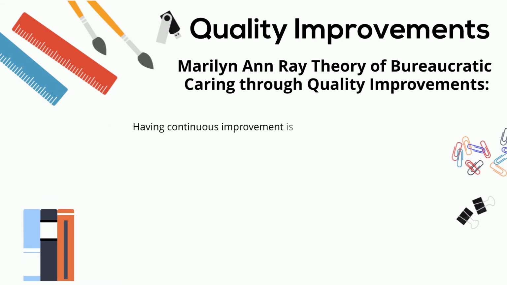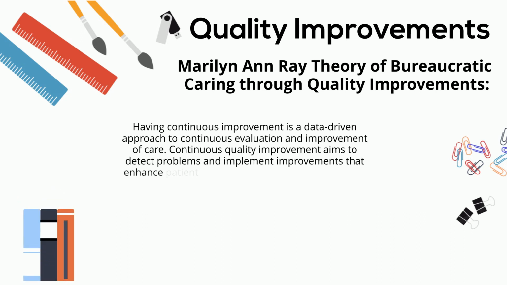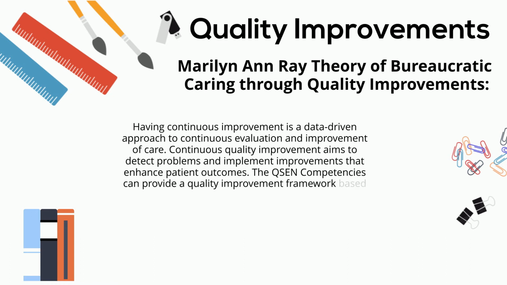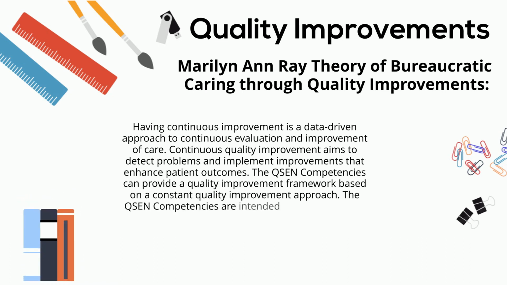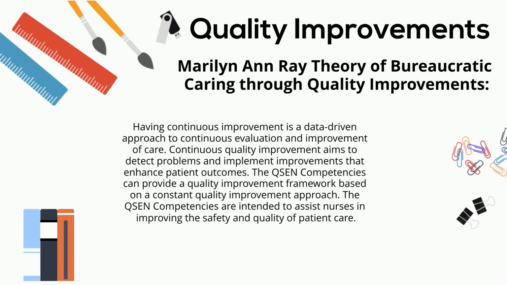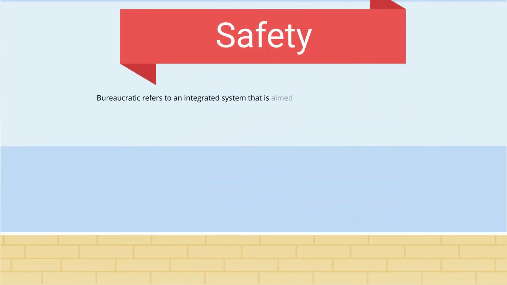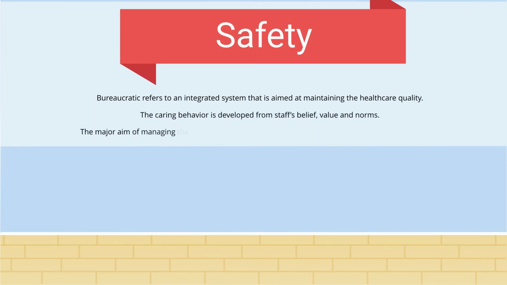Continuous improvement is a data-driven approach to continuous evaluation and improvement of care. Continuous quality improvement aims to detect problems and implement improvements that enhance patient outcomes. The CUSIN competencies can provide a quality improvement framework based on a constant quality improvement approach. The CUSIN competencies are intended to assist nurses in improving safety. Bureaucratic refers to an integrated system that is aimed at maintaining healthcare quality.